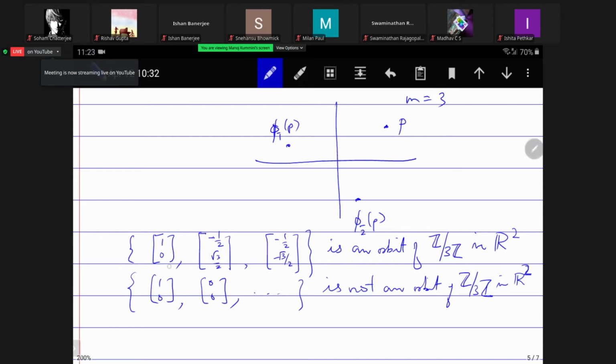Is it clear? See, the first set is what? (1, 0) is a starting point. If you apply phi 1 bar, it will rotate by 120 degrees, so you'll get this point. And if you apply phi 2 bar, it will rotate by 240 degrees and we'll get this point. And phi 3 bar is anyway phi 0 bar, which is identical. That's an orbit. While the second one is not, because there is no group element G such that phi G will take (1, 0) to (0, 0).